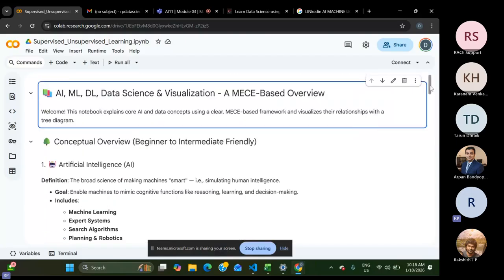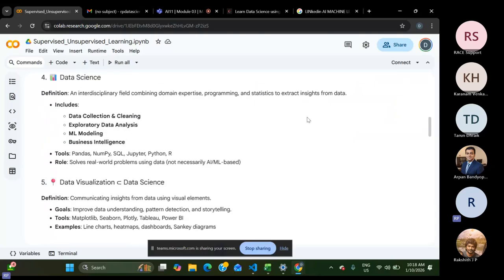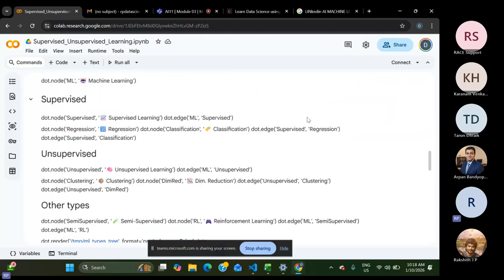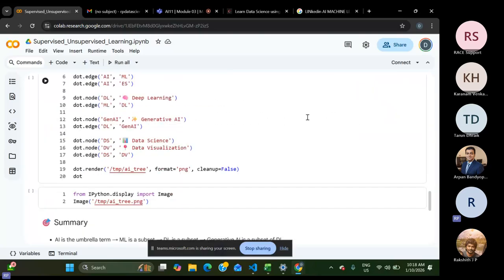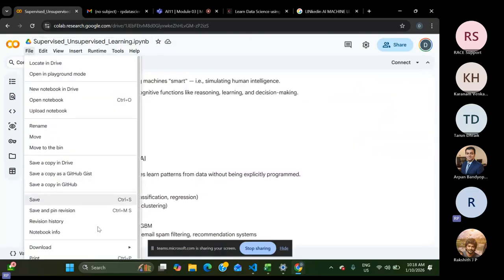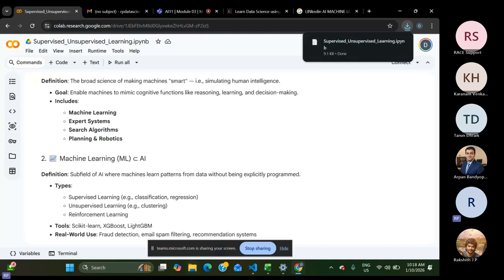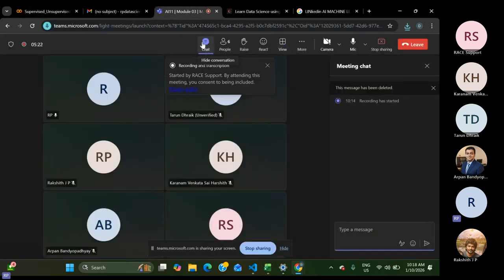I can share this notebook on Teams, and you guys can go ahead and familiarize yourself with this. Then I will try to run it from my system. So I'm going to download this and share it on Teams, so you can have it as a point of reference. I'll share the PPT as well down the road, so you will have some documentation of what we are talking about.